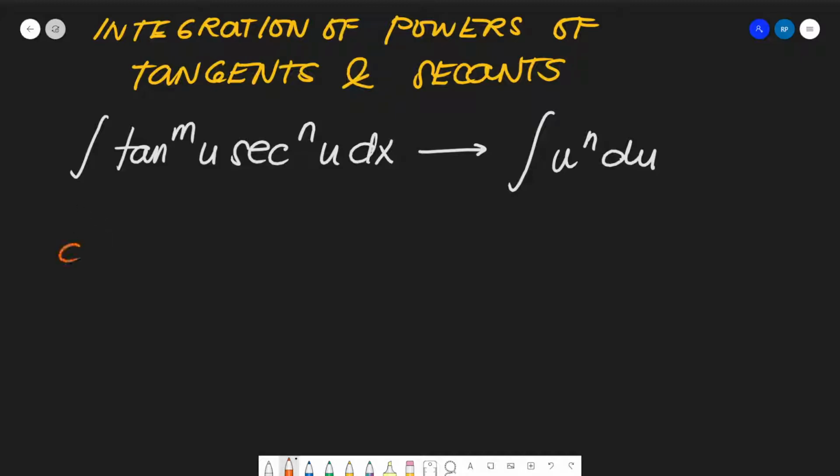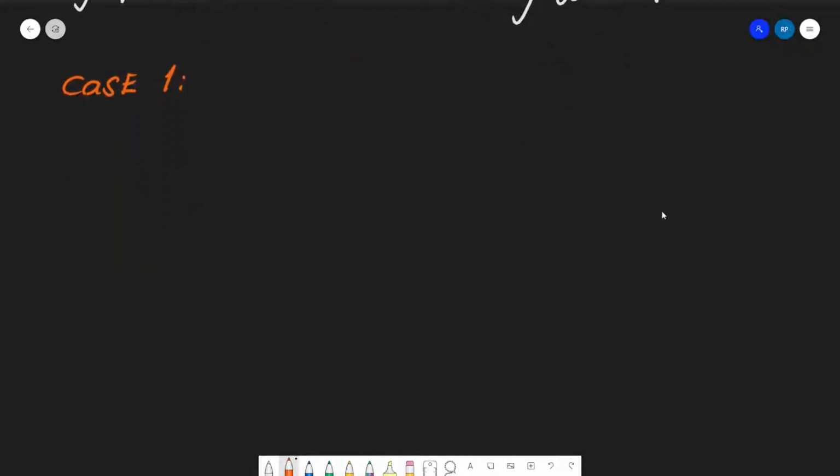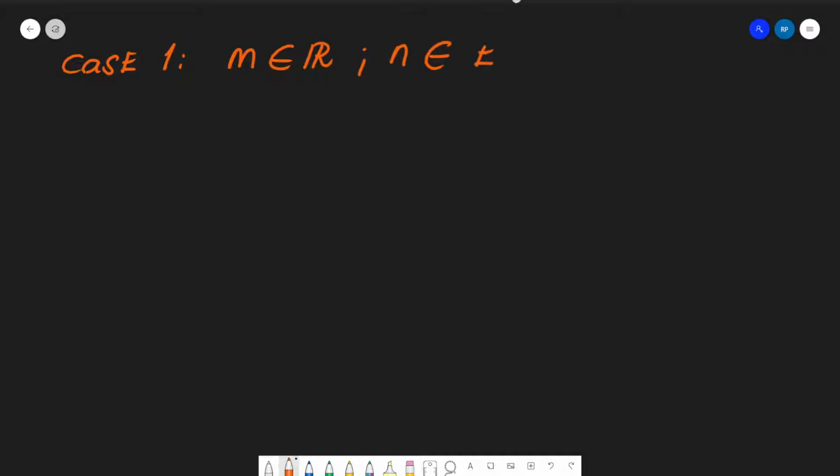We have case number 1. Sabi dito sa case number 1 natin, m is an element of the real number system, meaning any number. Ang may condition is n. Ano daw dapat ang value ng n? n must be an even positive integer, positive even integer greater than 2.